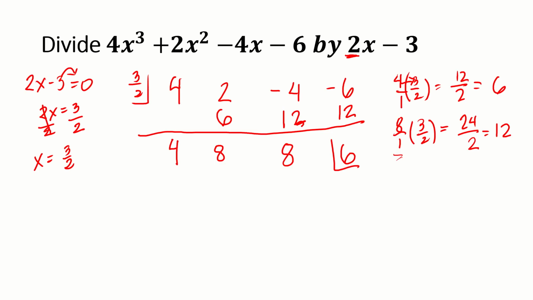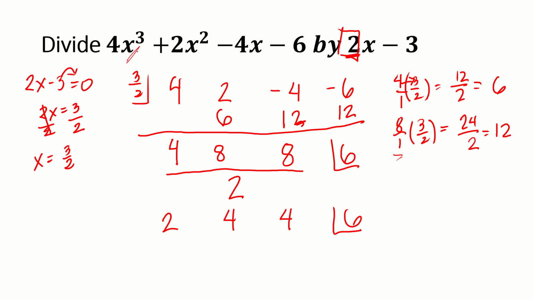So katulad po nung kanina, since meron tayo ditong number na 2 sa tabi ng x, so yung final answer natin dapat ay i-divide muna natin by that number, yung 2 na yan. So by 2. Hindi po kasama ang remainder ha. So 4 divided by 2 is 2. 8 divided by 2 is 4. And 8 divided by 2 again is 4. Then copy yung same remainder na 6.